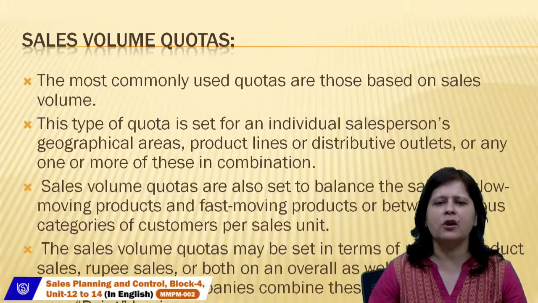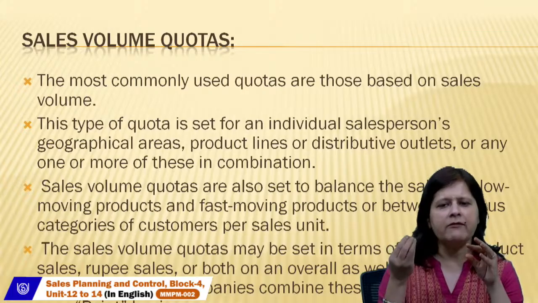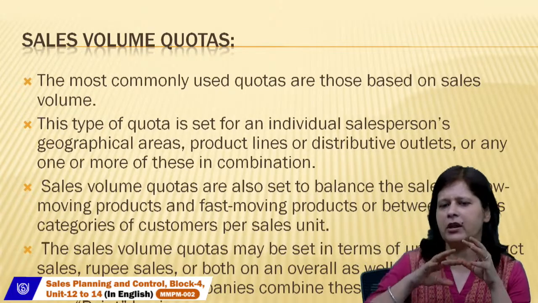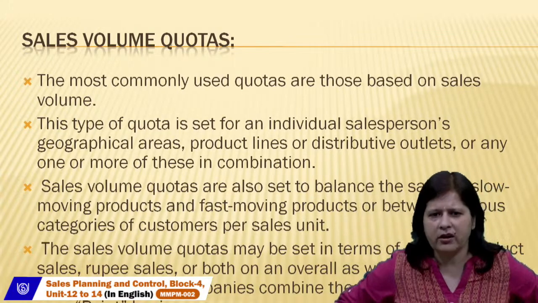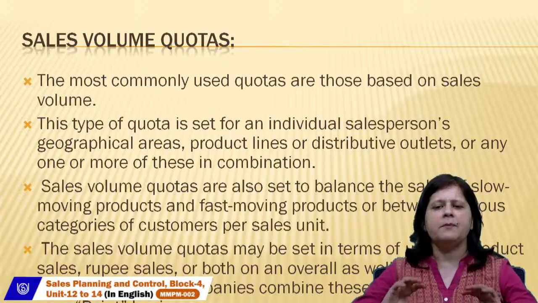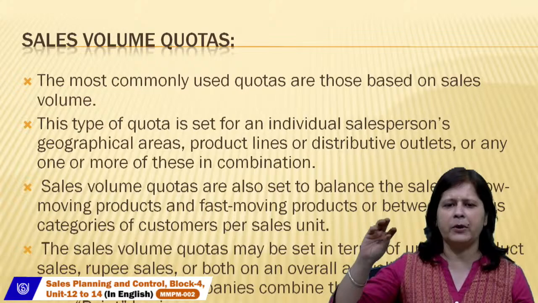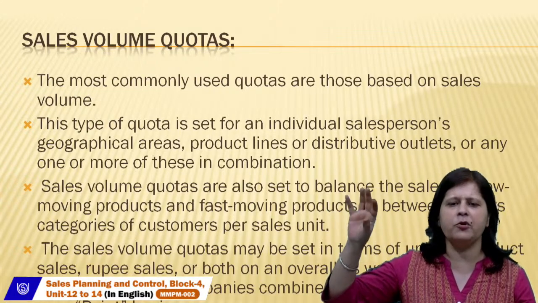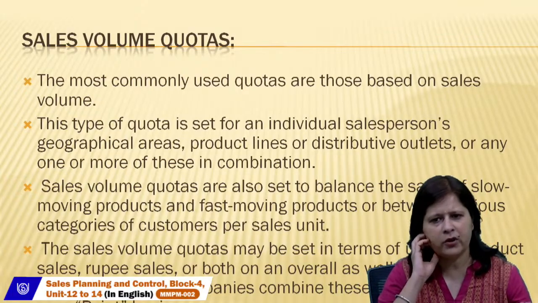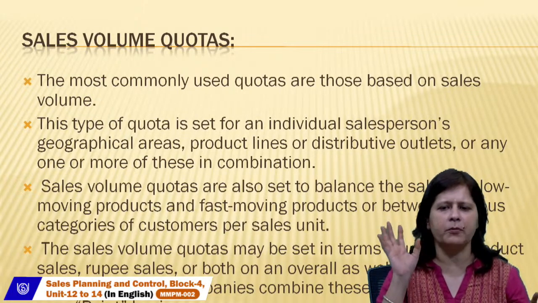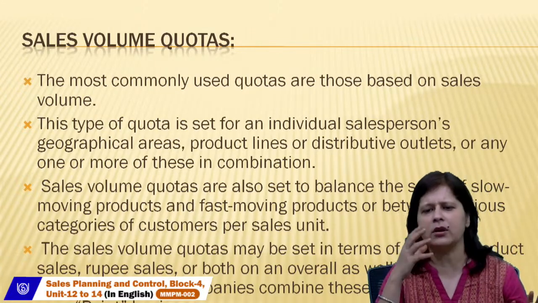So the sales volume quota could be set for an individual salesperson on the basis of geographical area, that this is your geographical area and that salesperson is supposed to cover that area. Then on the basis of the product line, we can describe the sales volume quota, or distributive outlets, right? This is the product line, and on the basis of that the sales volume quota has been defined, or any one or more combination, that is geographical areas as well as product line or distributive outlets, or any combination, or could be an individual.